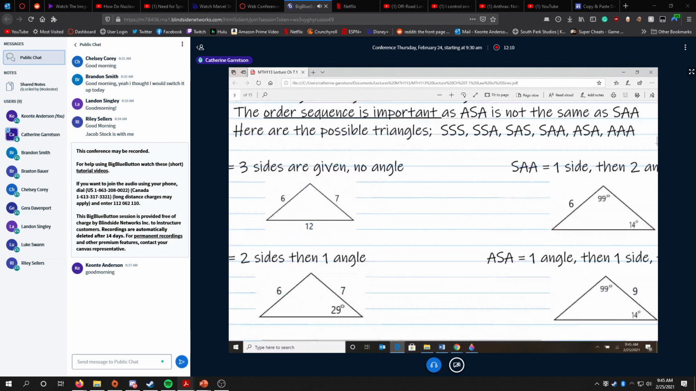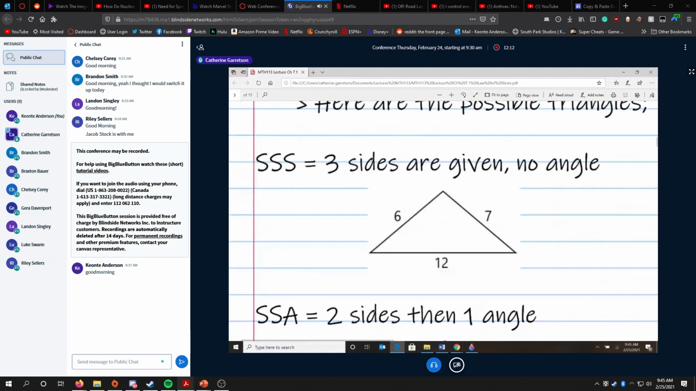We're going to start with this one, straightforward. If you're given the length of all 3 sides, but not a single interior angle, then this is called a side-side-side, or SSS triangle.